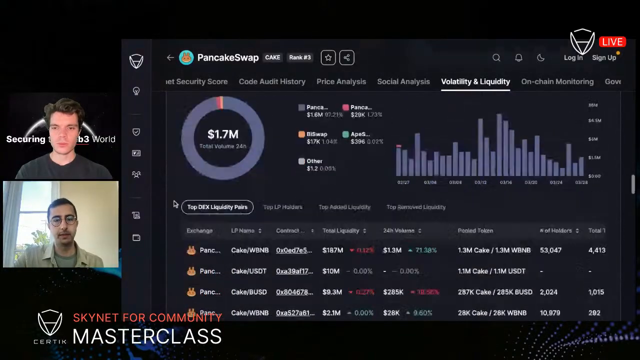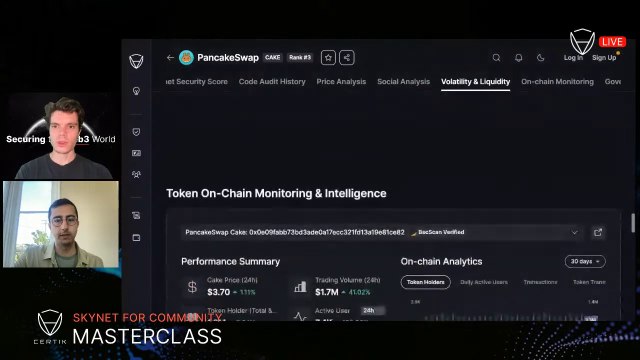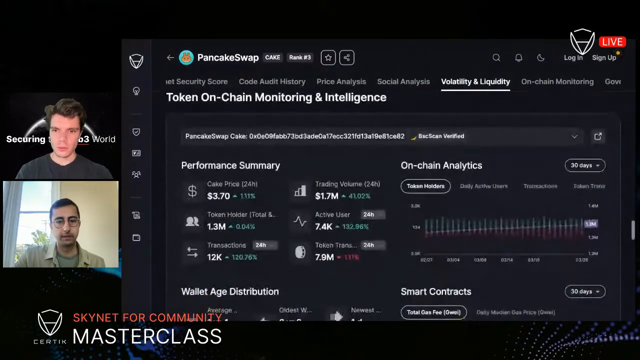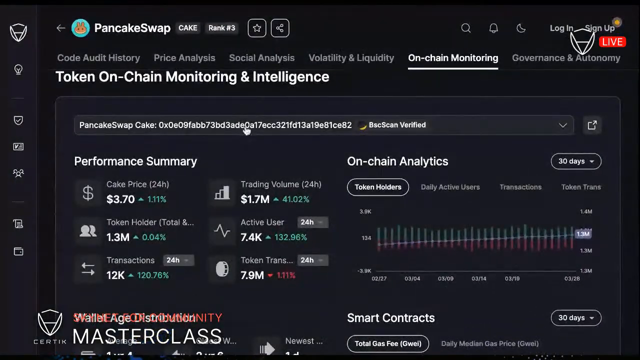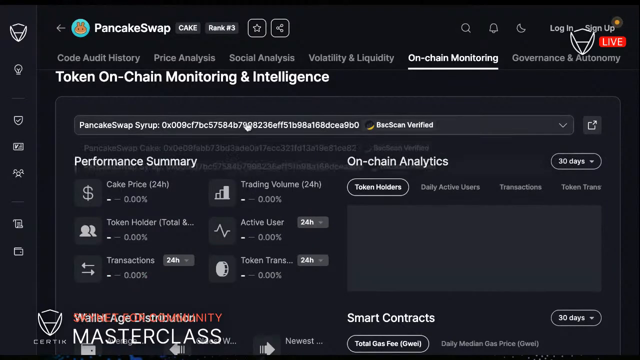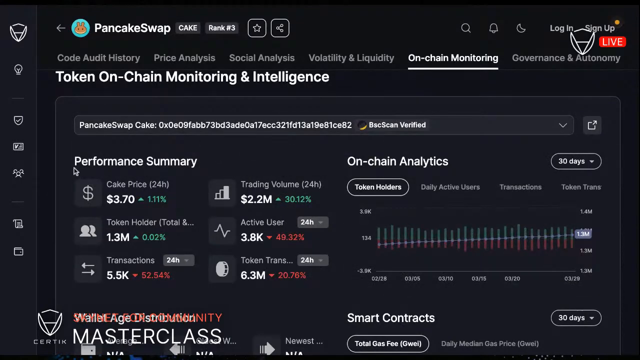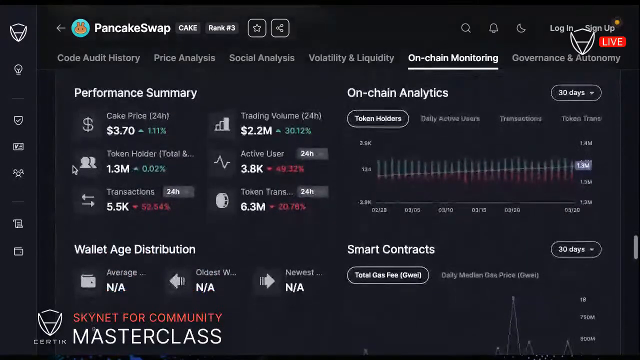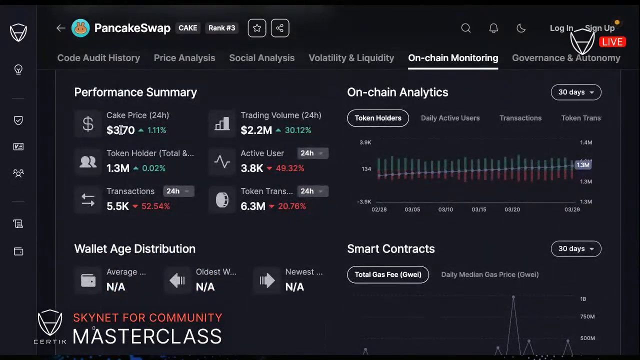So yeah, when it comes to on-chain monitoring, we have the ability to swap between different contracts, right? So here we have PancakeSwap's cake contract, and then you can look at PancakeSwap's syrup contract as well, right? So different analytics depending on which contract you choose. From there, we can see on-chain all of the price metrics, trading volume. We can see their total number of token holders.